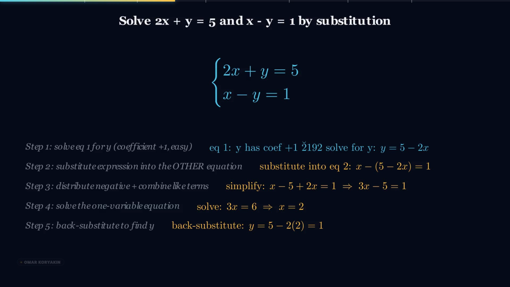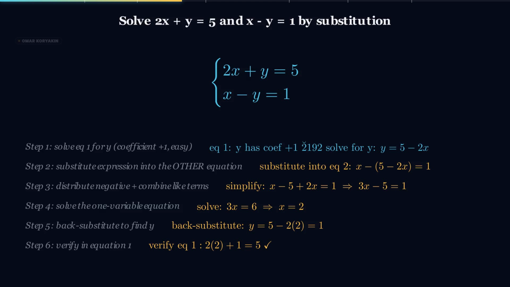Step 5. Back substitute. Plug x equals 2 into the expression y equals 5 minus 2x. y equals 5 minus 2 times 2 equals 5 minus 4 equals 1. The second variable, y equals 1. Both variables are now solved.